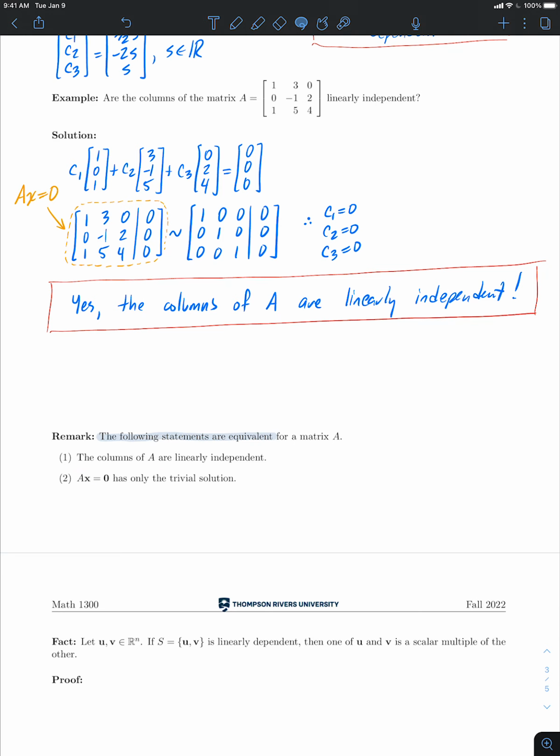But in any event, this remark is true, and for the reason that we just outlined. If you go to check whether the columns are linearly independent, you're going to end up with this vector equation, which gives you this augmented matrix, which is equivalent to the associated homogeneous linear system to the matrix that you started with.